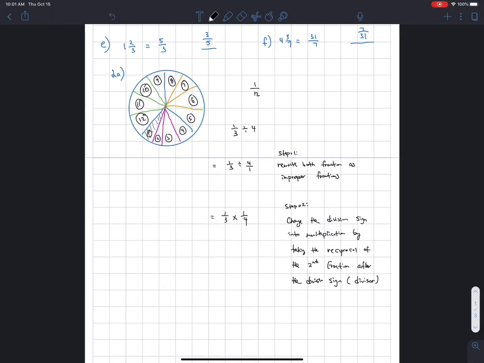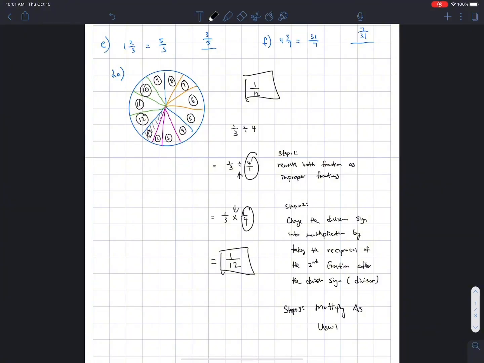And in step 3, we just multiply as usual. Step 3, multiply as usual. So we get 1 times 1 is 1, 3 times 4 is 12. And you can see we also get 1 out of 12, right? So this is what we are supposed to do when we handle a division problem. We change the division into multiplication by taking the reciprocal of the second fraction, which is the divisor. And then we just multiply normally and we get 1 out of 12 for 2a.